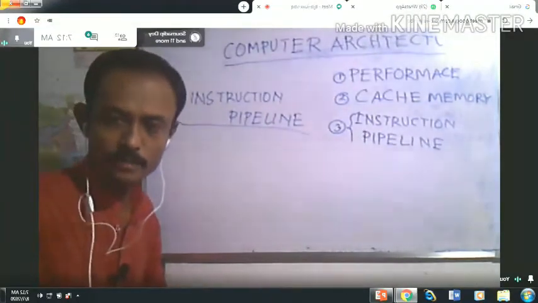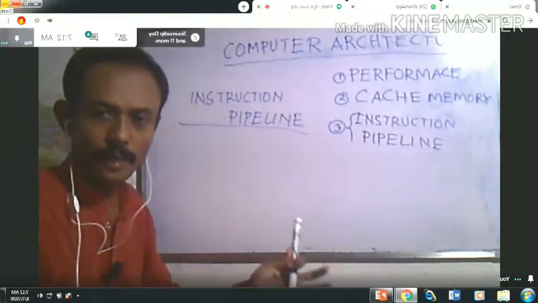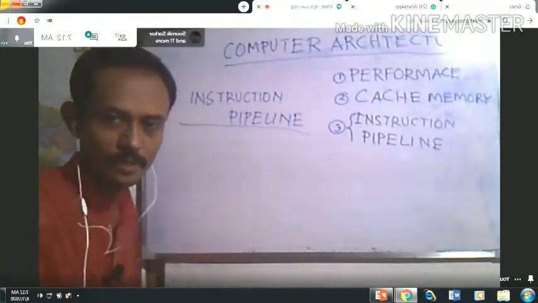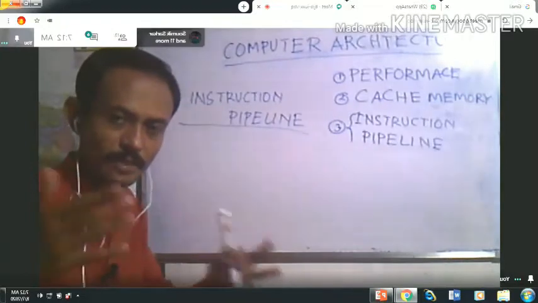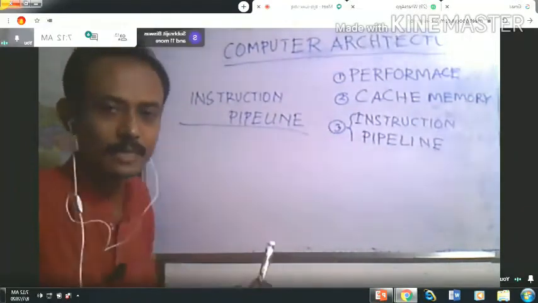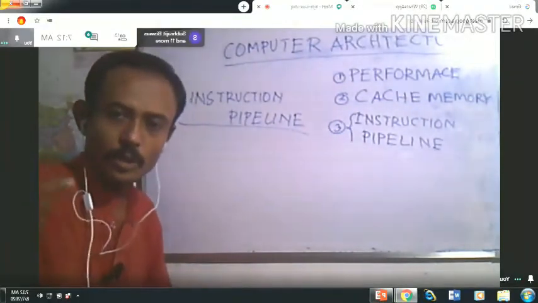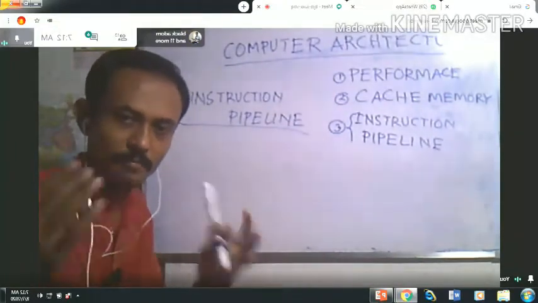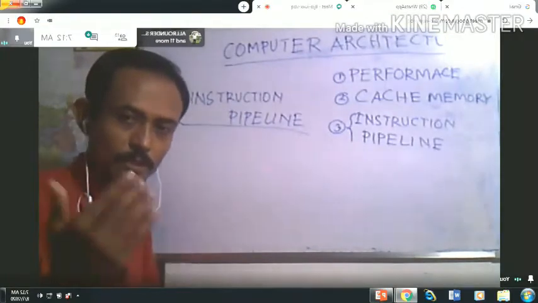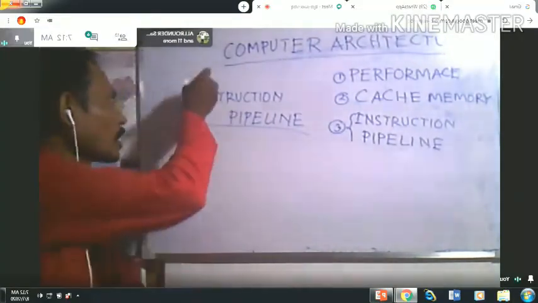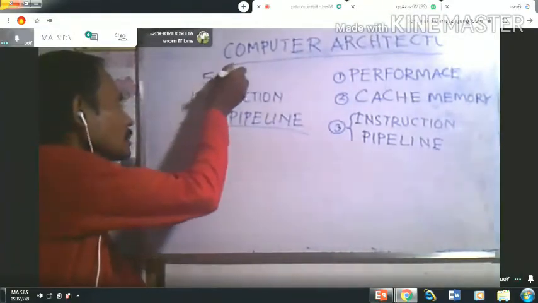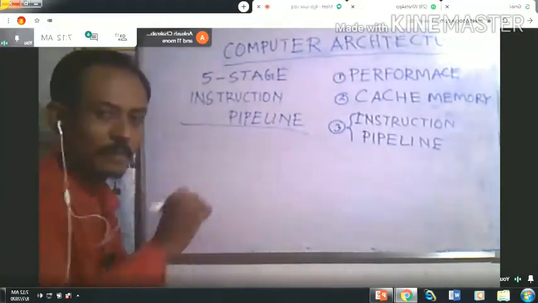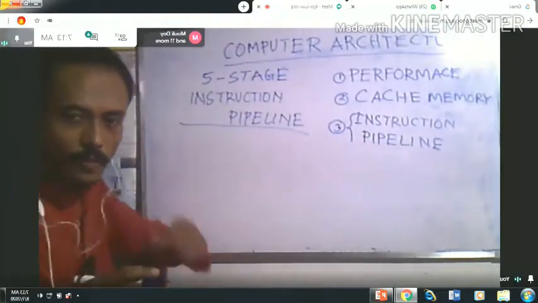architecture of the instruction handling hardware can be divided into different phases. What are those phases? They are called the stages. So the instruction can be executed through different stages. If we divide that instruction execution into 5 different stages, then that is called the 5-stage instruction pipeline. Clear? So what are those 5 stages?